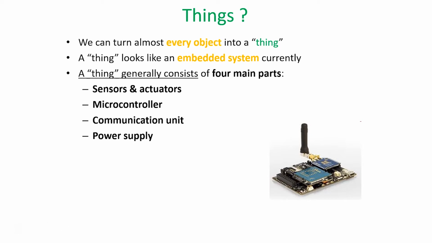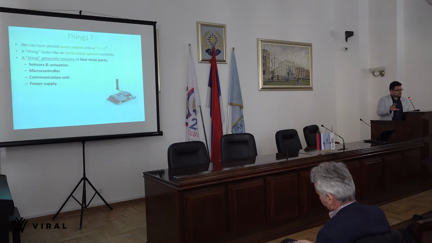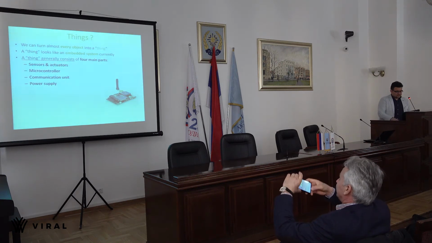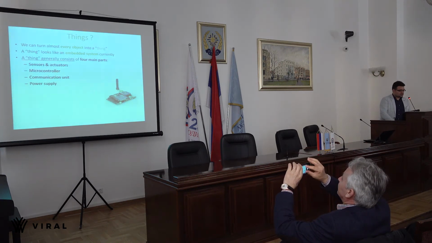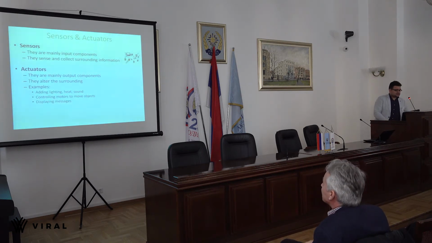So we also have microcontrollers, which are programmed in different languages, like the C programming language or a low-level programming language, assembly programming language, for instance. And we have, of course, a communication unit to transfer the data, to communicate with the other components in this system. The power supply, of course, is important, and it should consume low energy. So when we say a thing, we should be able to describe these four main components: sensors, actuators, microcontroller, communication unit, and power supply.